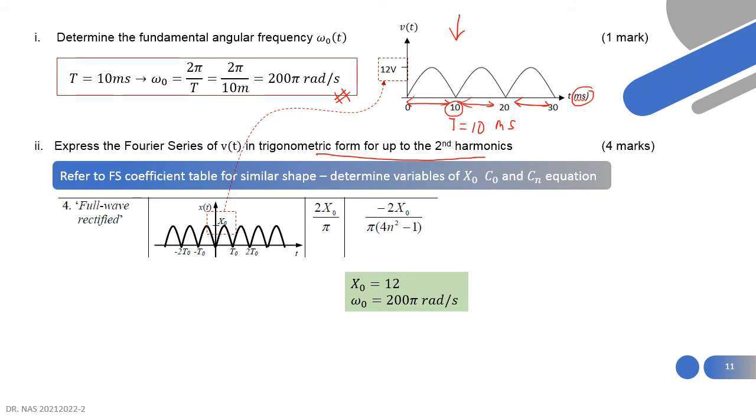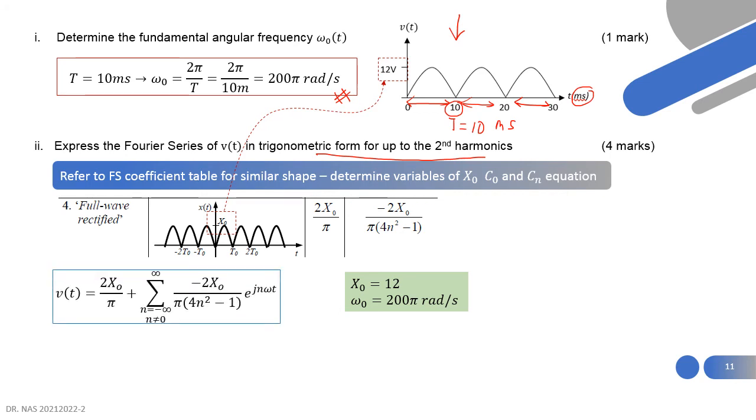So from t0 equal to 10 millisecond, you have calculated in the first question the omega naught equal to 200 pi radian per second. Okay, then you need to write down the general equation. Don't forget the general equation: v(t) equals C naught plus the summation of Cn e^(j n omega naught t), so n from negative infinity to infinity.